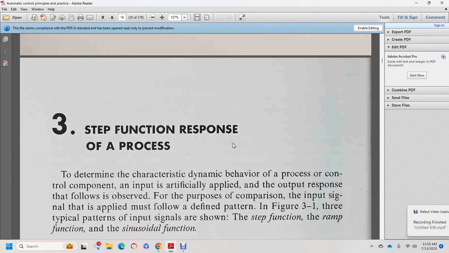Step 3. Function response for the process. Determine the character of the dynamic behavior of the process or control component by artificially applying an input signal and observing the output response that follows, for the purpose of comparison. The input signal that is applied must follow a definite pattern.